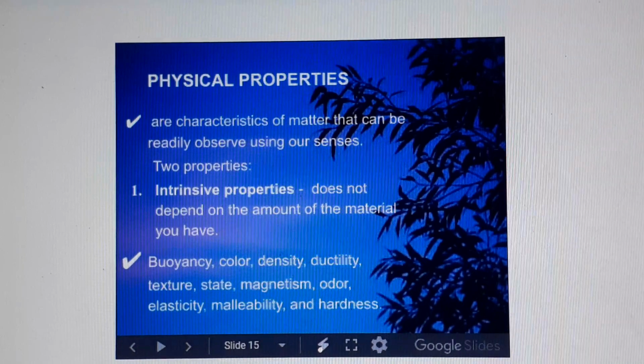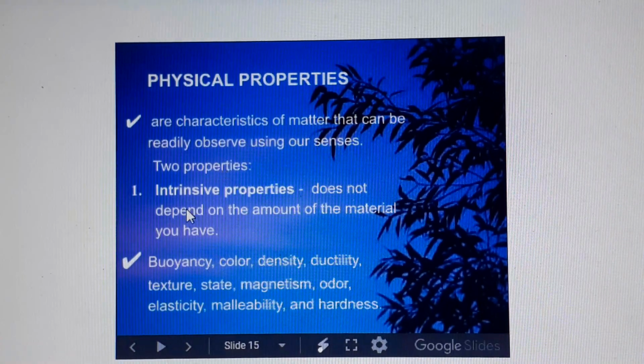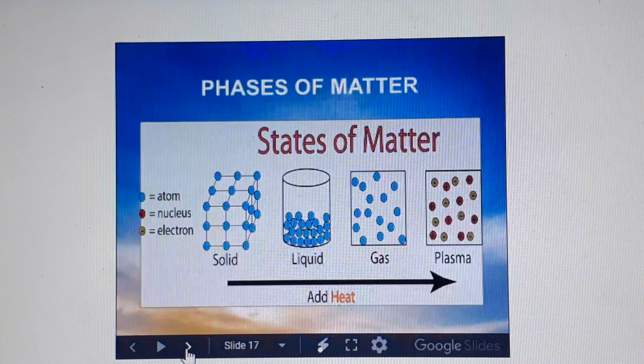Next, physical properties are characteristics of matter that can be readily observed using our senses. Two types. One, intrinsic properties do not depend on the amount of the material you have. Examples: buoyancy, color, density, ductility, texture, state, magnetism, odor, elasticity, malleability, and hardness. Next, extrinsic properties depend on the amount of matter, like length, volume, mass, weight, conductance, and resistance.